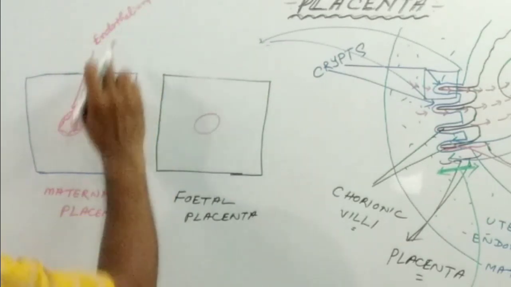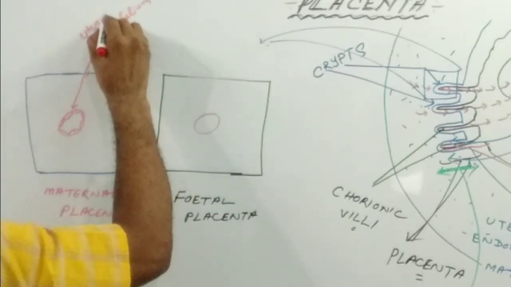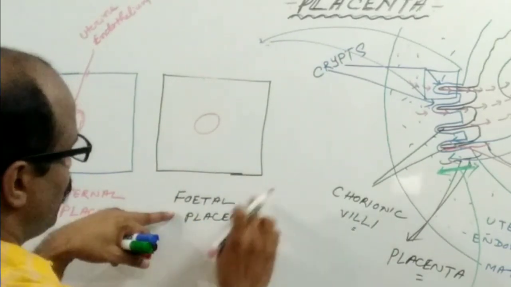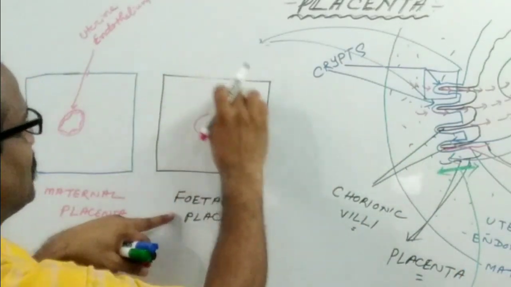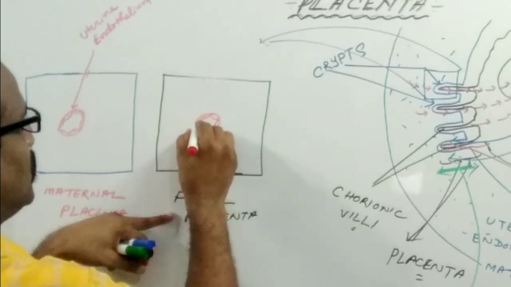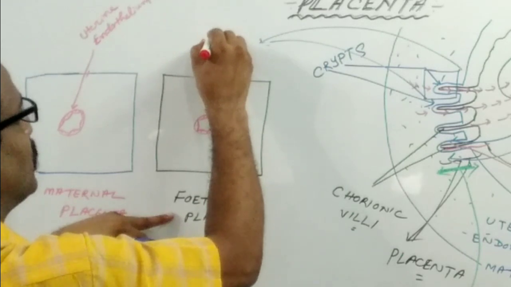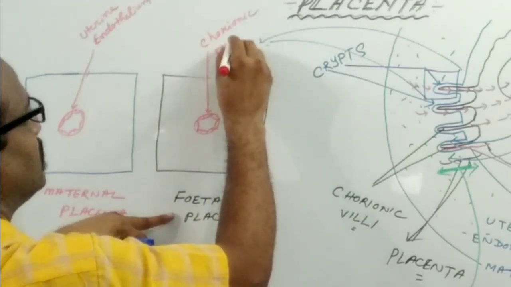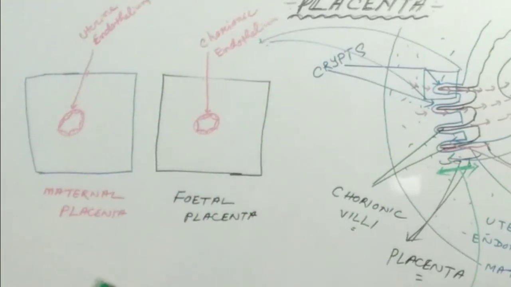and this endothelium is present in the uterus. So this is the uterine endothelium, and the fetal placenta is derived from the chorion here. This is the chorion, and this is the chorionic blood vessel. The chorionic blood vessel has an endothelium, so this is known as the chorionic endothelium.